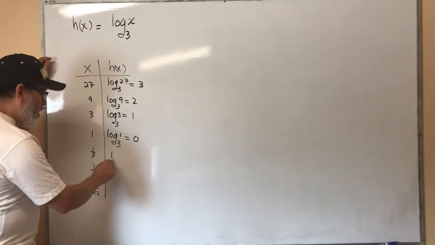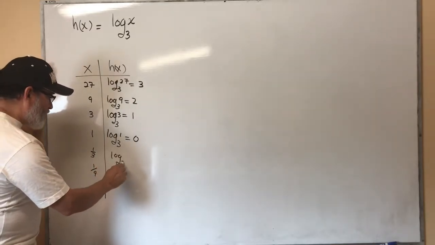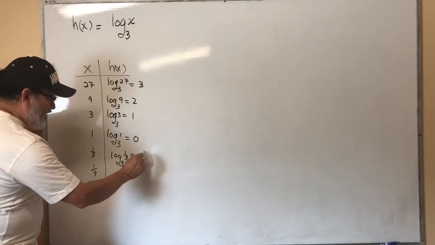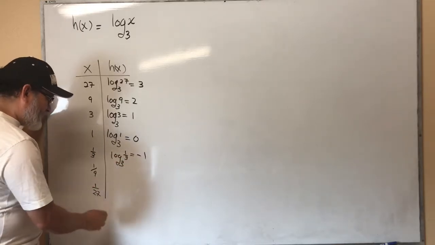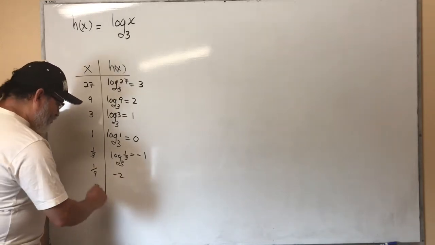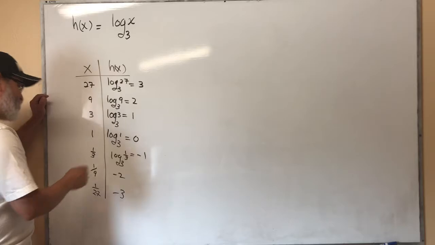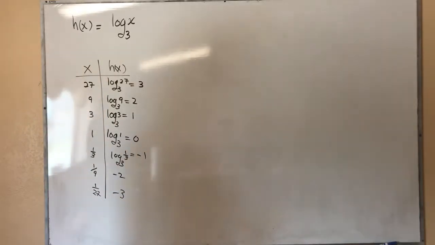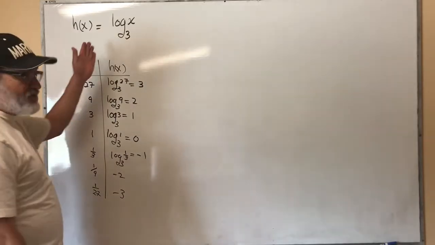Okay? Log base 3 of 1/3. 3 to the negative 1 is 1/3. 3 to the negative 2 is 1/9. 3 to the negative 3 is 1/27. These are smart values. That's how we can graph this.